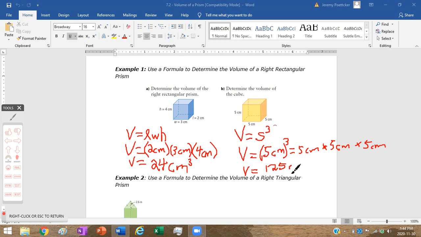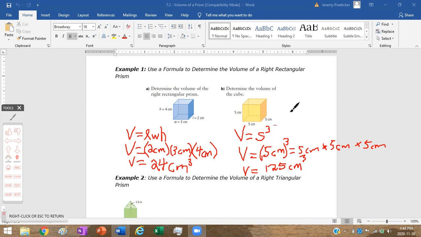centimeters cubed. Now, what you should realize, I hope, is that these two are not to scale, because it looks like this one's just barely bigger than this one. In reality, there's a pretty big difference in size. Alright, so that's that one.